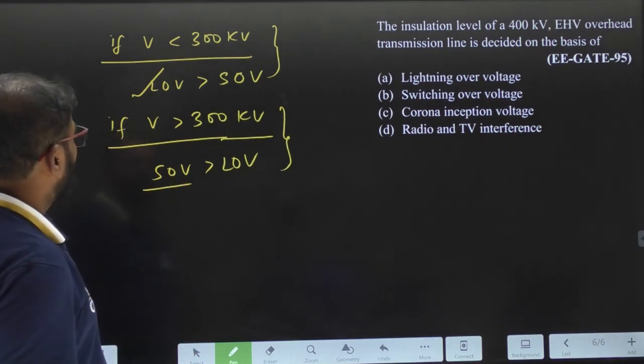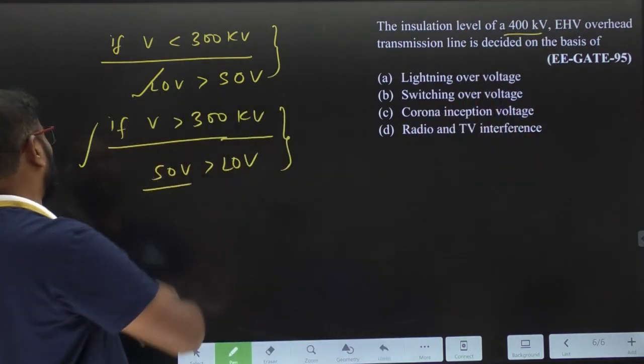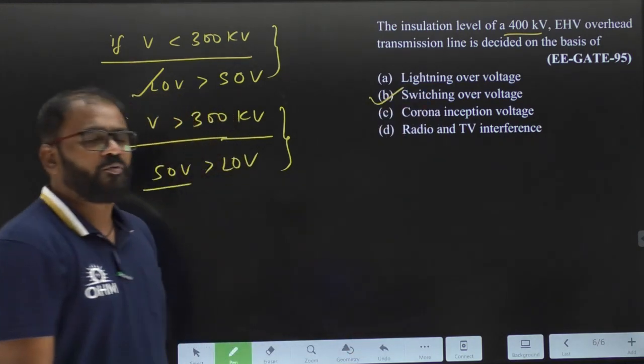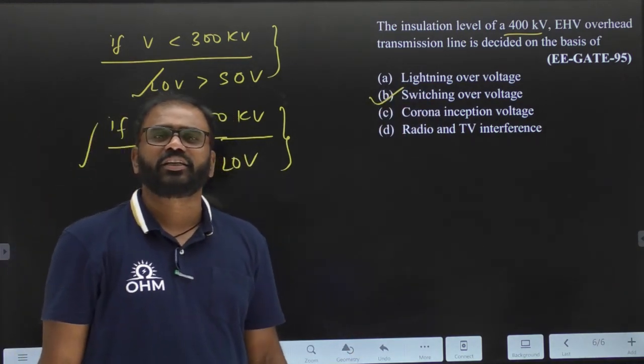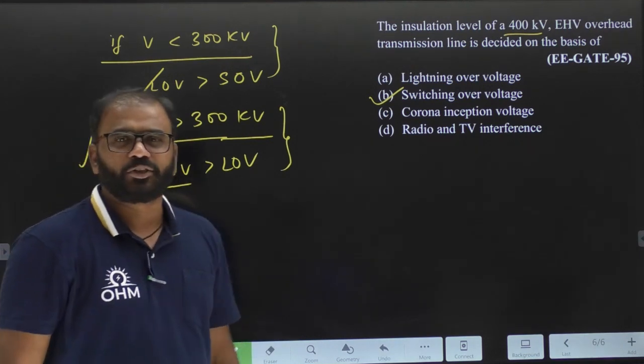So the question is asking about 400 kV. That falls under what? The second category. So the answer is switching over voltage. For a 400 kV transmission line, the insulation is decided based on switching over voltage. Now we'll move on to the next question.